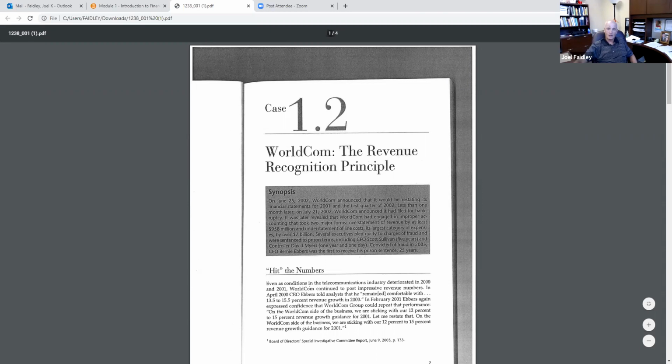But WorldCom, like several companies during that time period, Enron is another one, started inflating their revenue. In WorldCom's case, started recording revenue that was not justifiable. There was no supporting evidence to support the revenue that they were booking. If you read down through this, of course, some people, it looks like, went to jail, didn't they? Prison terms. If you read down through this, it first starts out about talking about hitting the numbers.